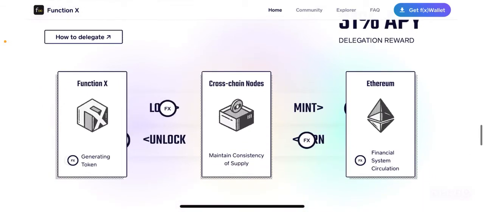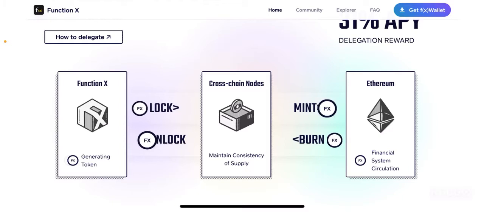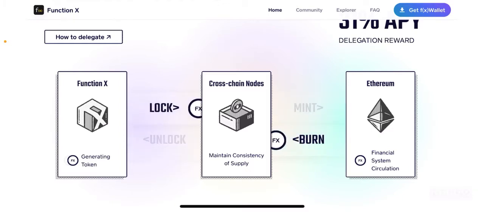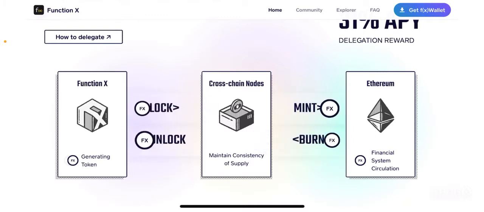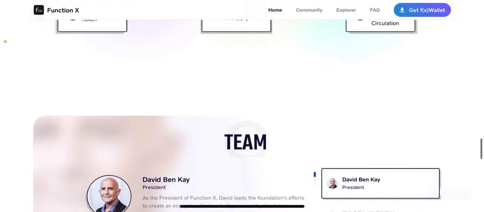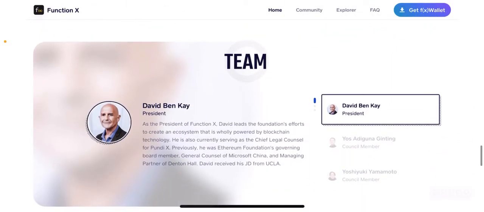So this is a general pictorial animation that shows how tokens are moved cross-chain between the Ethereum blockchain as well as the FunctionX blockchain, which I'll let you guys go in depth, do your in-depth analysis on it yourself.